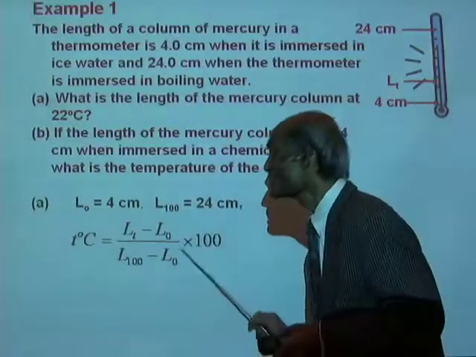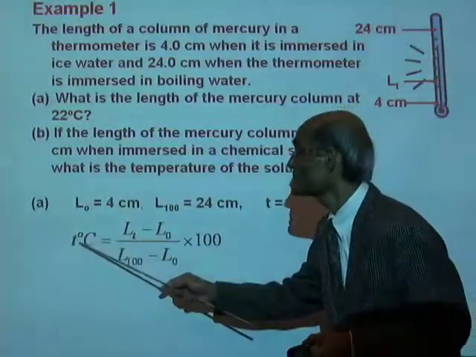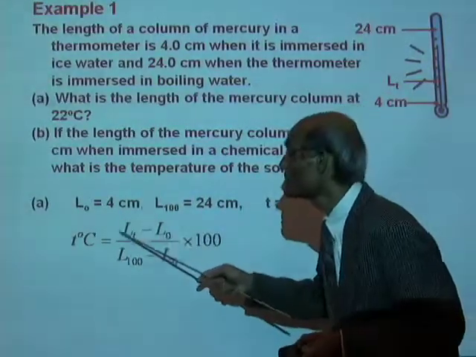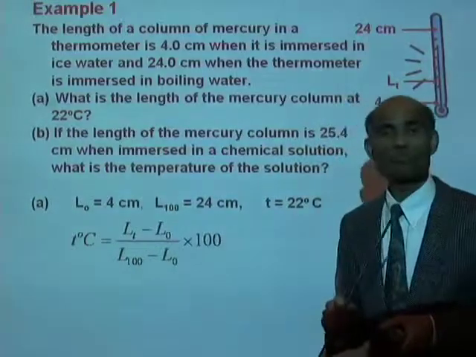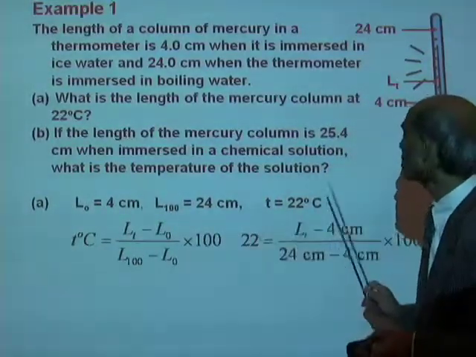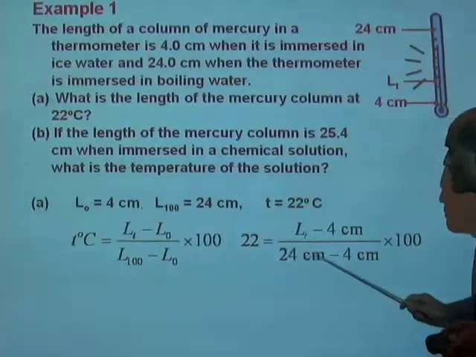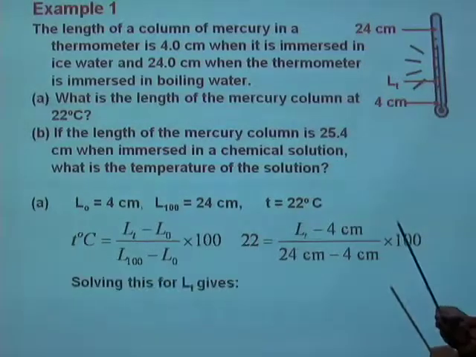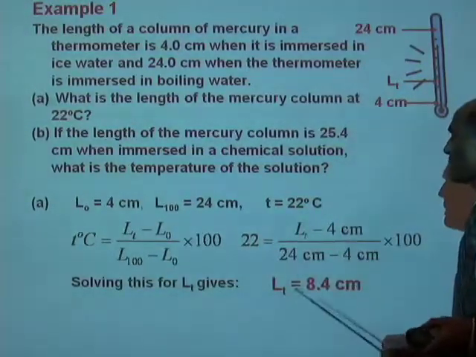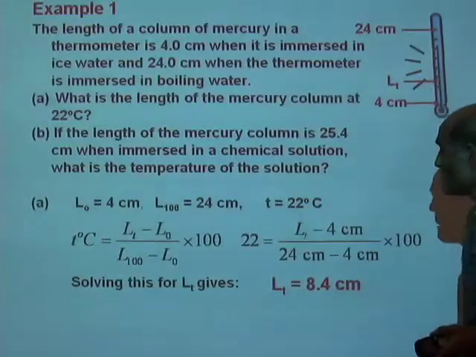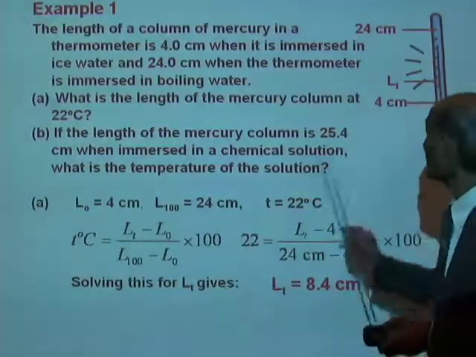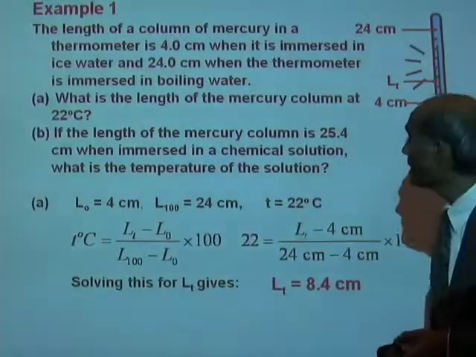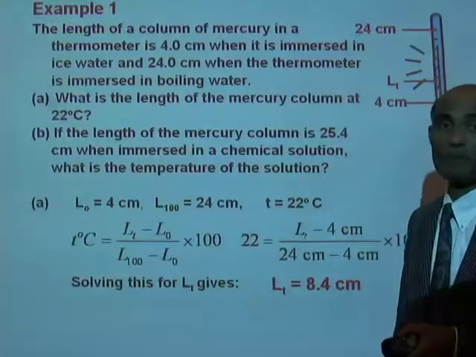Well, all we need to do is come to our formula. We know T, we know L0, we know L100, we need to find L sub T. I don't think you need my help to do that. All we need to do is replace all the knowns by their values and solve for L sub T. I'm going to leave it for you to solve. I solved it and I got 8.4 centimeters. So at 22 degrees Celsius, the length of the mercury column will be 8.4 centimeters.